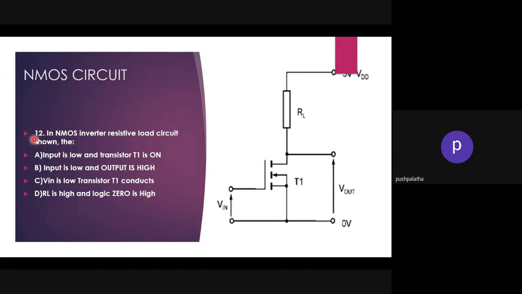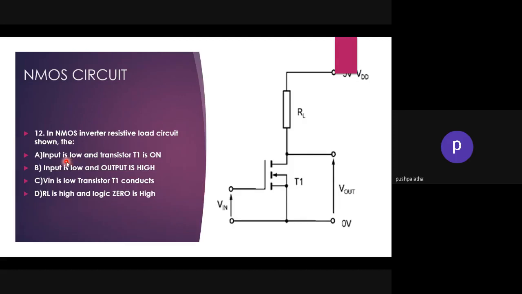Now you look at the circuit carefully. In the NMOS inverter, they had given it as an inverter. See, I told you that this is actually an enhancement type MOSFET, which is NMOS, because the channel is broken here, so it is an enhancement type, right? Now this is the NMOS inverter with a resistive load circuit shown here.